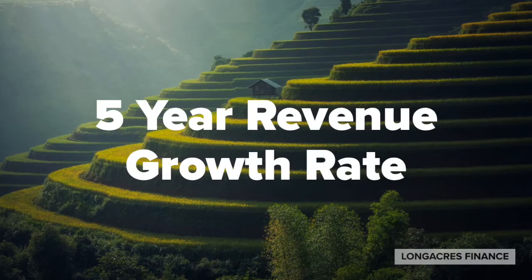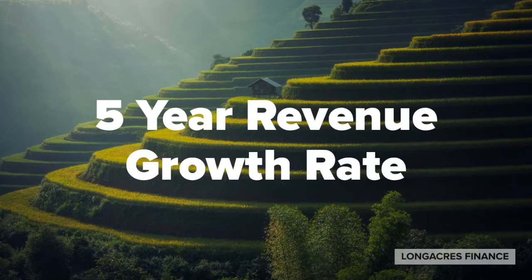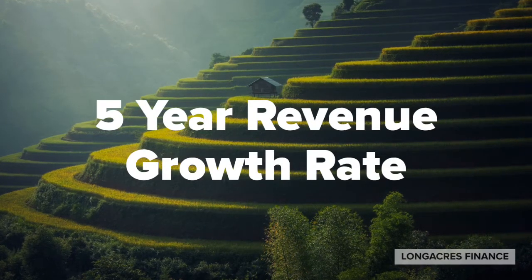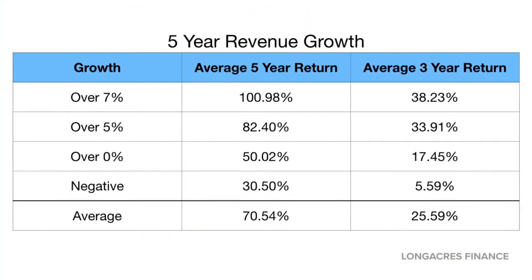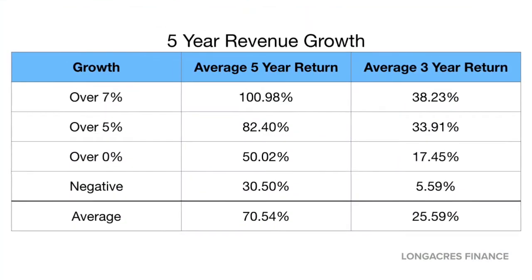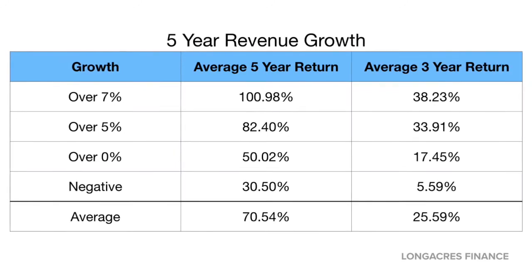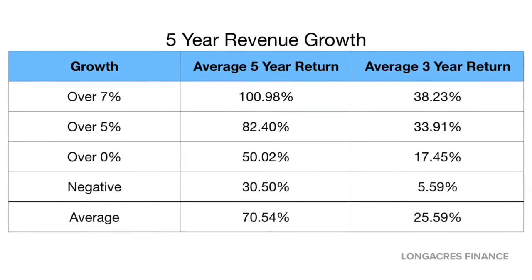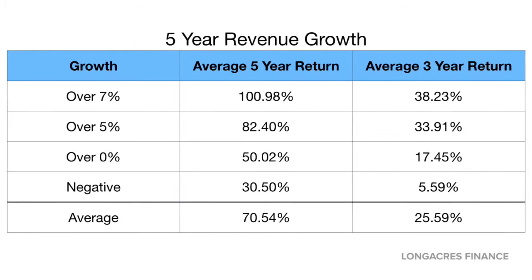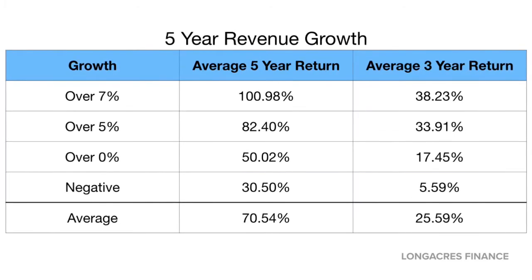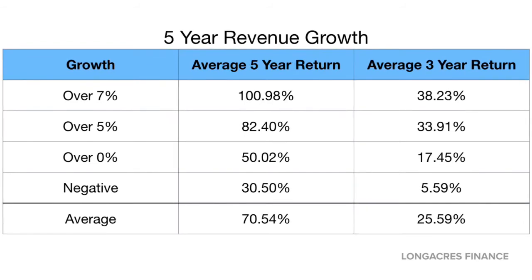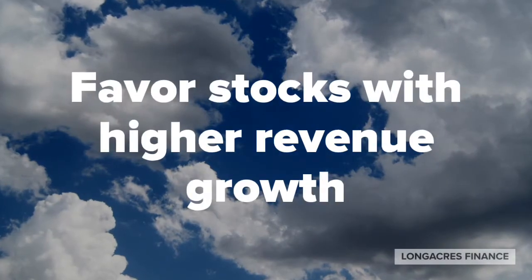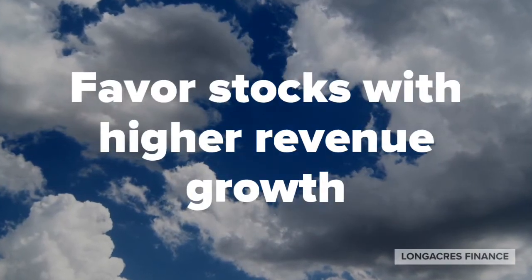Moving on to the 5-year revenue growth rate, that shows the annualized growth rate of a stock's revenue over the last 5 years. As you can see in the table, I broke down the revenue growth rate into 4 subgroups: revenue growth greater than 7%, greater than 5%, greater than 0%, and negative revenue growth. The trend here is similar to what we saw with the dividend growth rate. Stocks with higher revenue growth tend to have higher total returns. Based on this trend, I will want my final screener to favor stocks with high 5-year revenue growth rates.